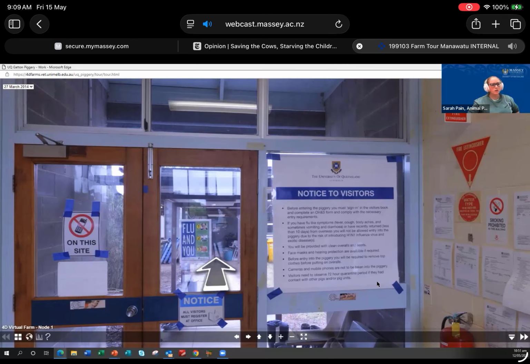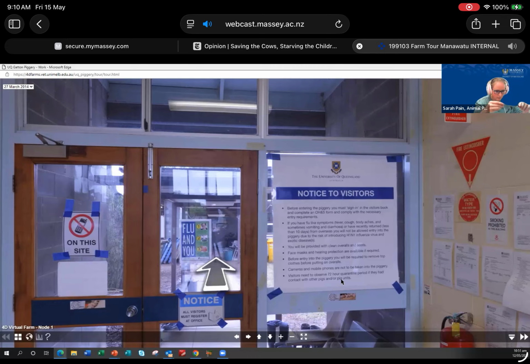If you have been in contact with other pigs, either at a piggery or a processing plant, you have to wait 72 hours before you enter a new pig facility. So there are quarantine periods for if you're not well or have been somewhere you may have picked up some kind of exotic disease. There are also quarantine periods for if you've been in contact with pigs at other facilities. So biosecurity is a big deal on piggeries.